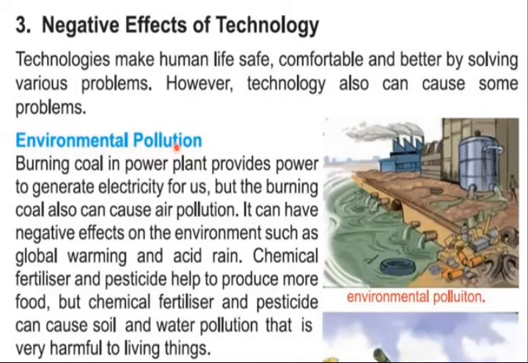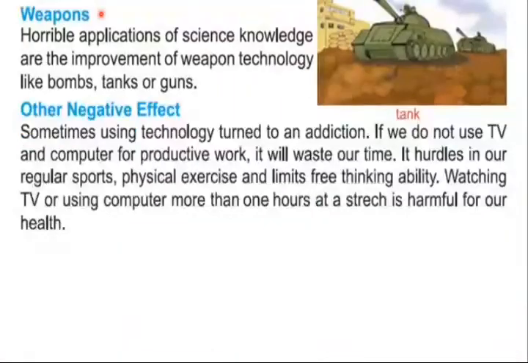Environmental pollution. Burning coal in power plants provides power to generate electricity for us, but burning coal also can cause air pollution. It can have negative effects on the environment such as global warming and acid rain. Chemical fertilizer and pesticide help to produce more food, but they can cause soil and water pollution that is very harmful to living things. Weapons. Horrible applications of scientific knowledge are the improvement of weapon technology like bombs, tanks, or guns.